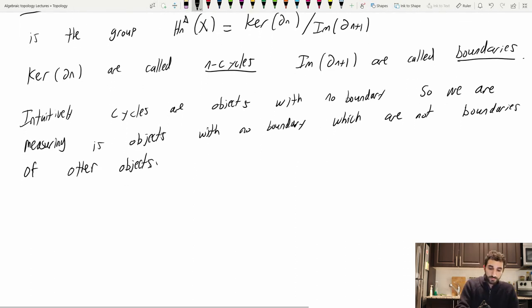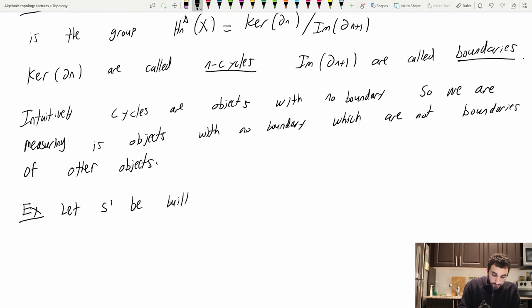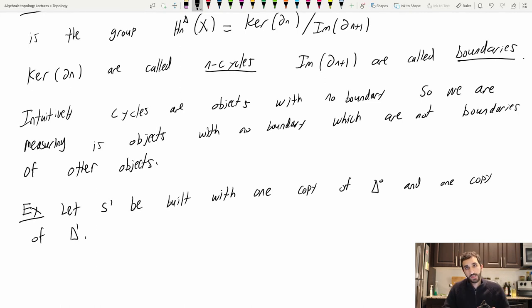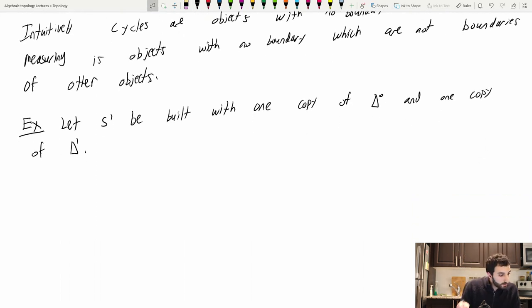So let's do some examples. Let S1 be built with one copy of a zero simplex and one copy of a one simplex. This is exactly identical to the CW decomposition, as follows. Here's my zero simplex, and this thing is my one simplex.